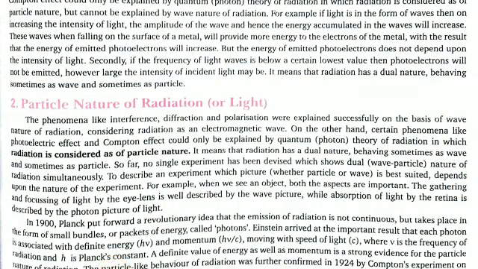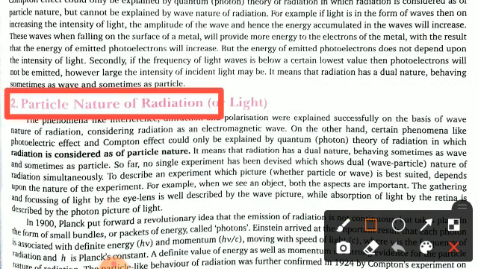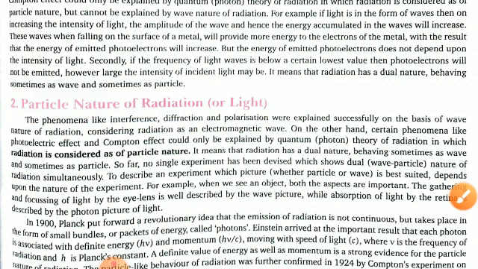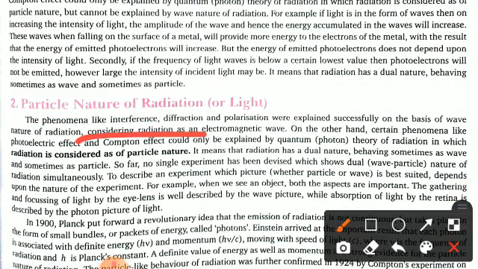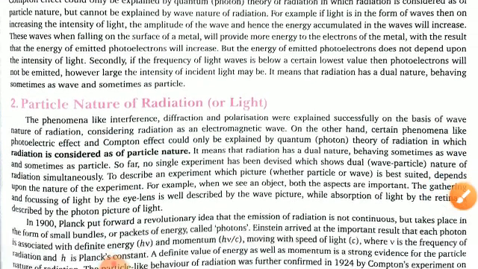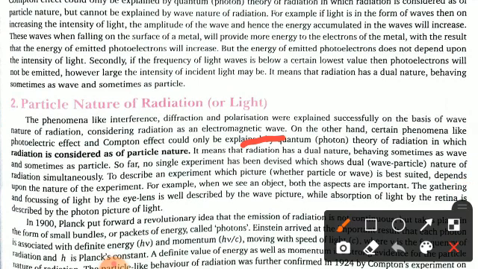Now come to the particle nature of radiation or light. This is topic 2. The phenomena interference, diffraction and polarization were explained successfully on the basis of the wave nature of radiation, considering radiation as electromagnetic waves. On the other hand, certain phenomena like the photoelectric effect and the Compton effect could only be explained by which theory? The quantum theory or photon theory of radiation, in which radiation is considered as having particle nature.